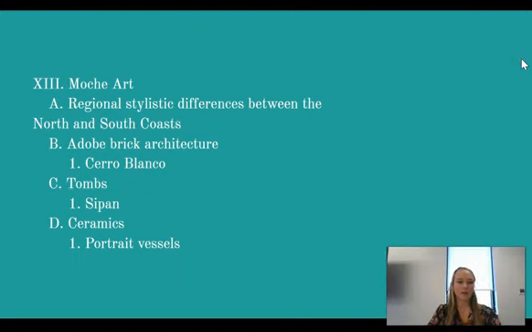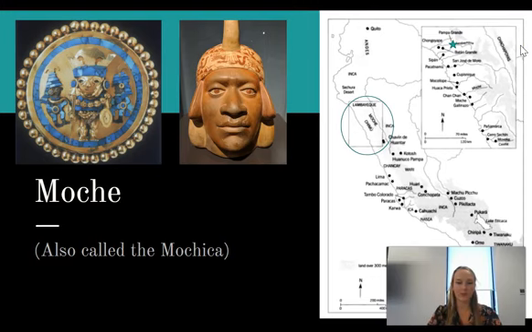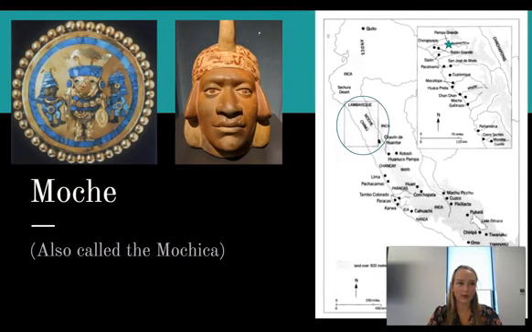So we'll talk a little bit about the Moche in the north and the south coasts, some of their very impressive monumental Adobe brick architecture. We'll look at tombs, ceramics, and a little bit of their textiles and relationships with the neighboring Wari people.